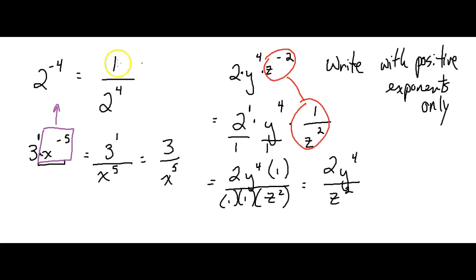So what really just happened in here? We left anything with a positive exponent in the numerator where it already was, and we took any base with a negative exponent to the denominator and made it a positive exponent. So that's kind of a general rule.